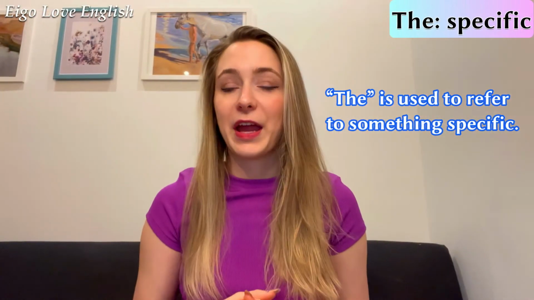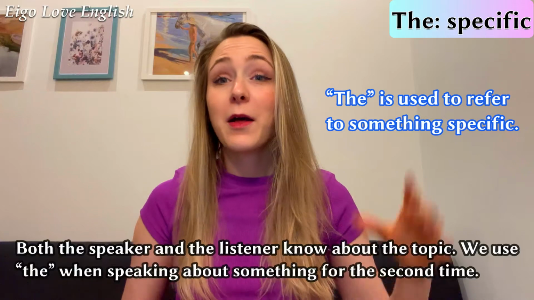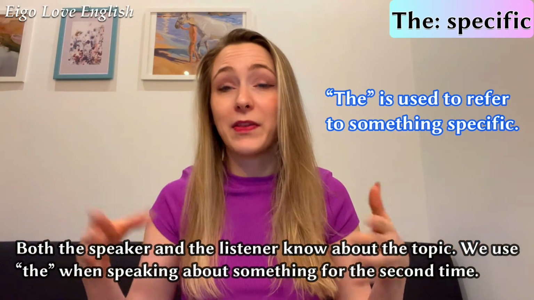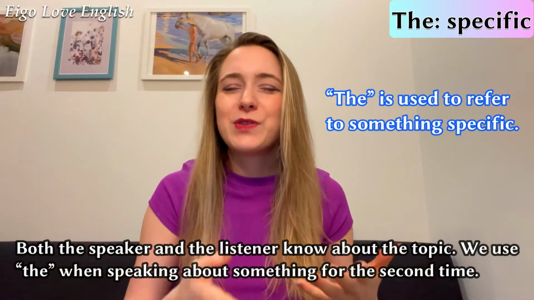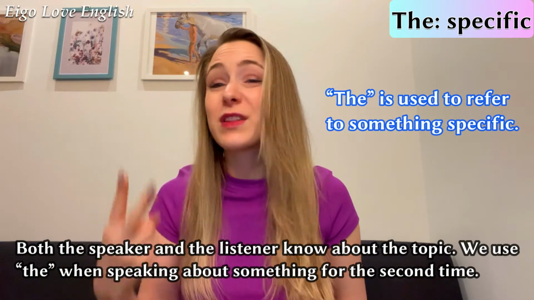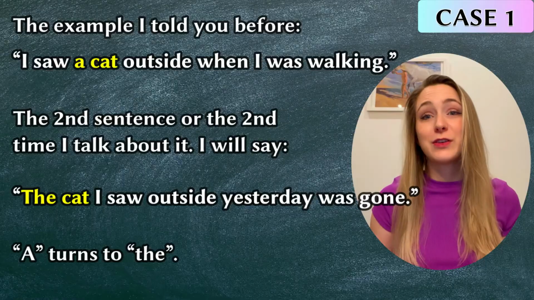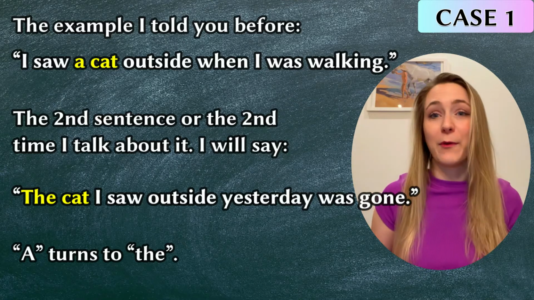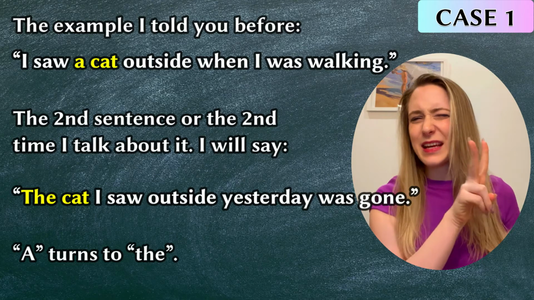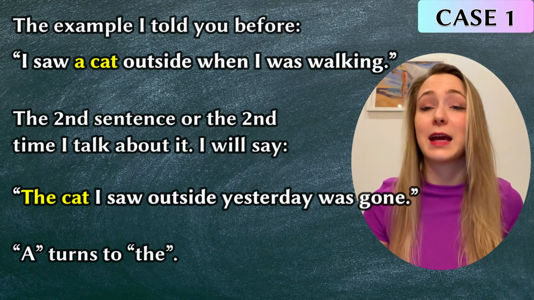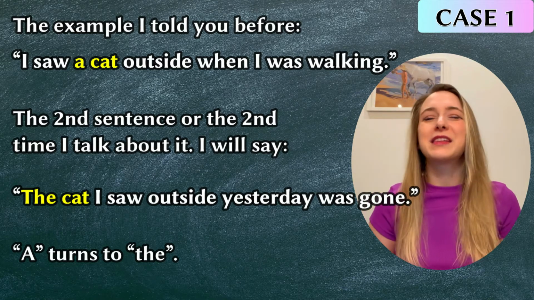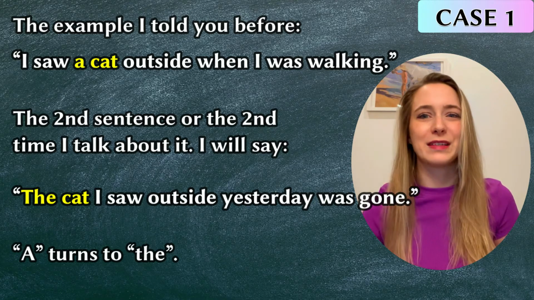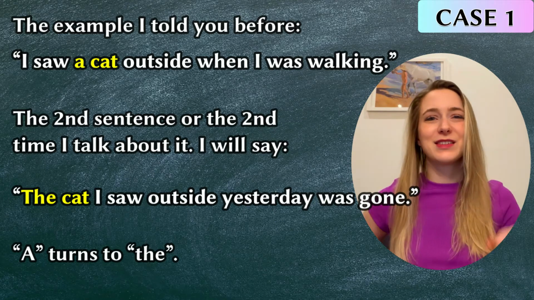The, on the other hand, is specific. Both the speaker and the listener know about the topic. We use it when we're speaking about something for the second time. So the example I told you before, I saw a cat outside when I was walking. The second time I talk about it, I will say, the cat I saw outside yesterday was gone, for example. A turns to the.